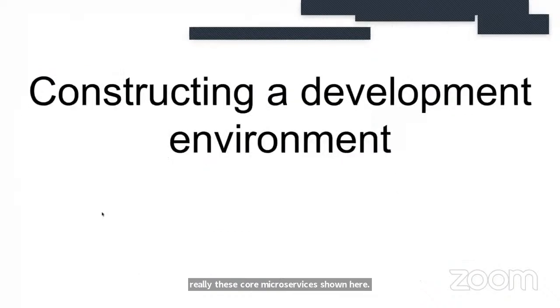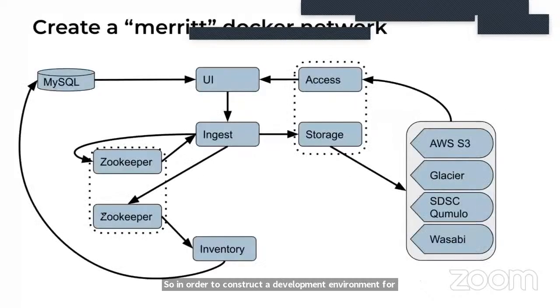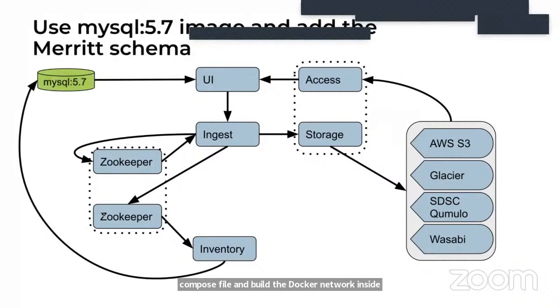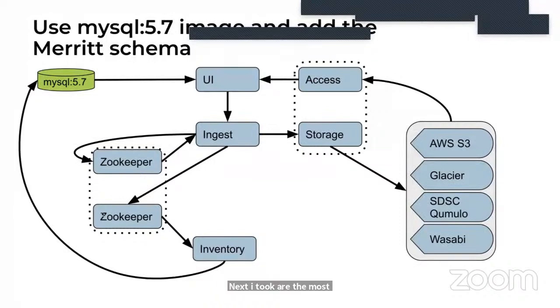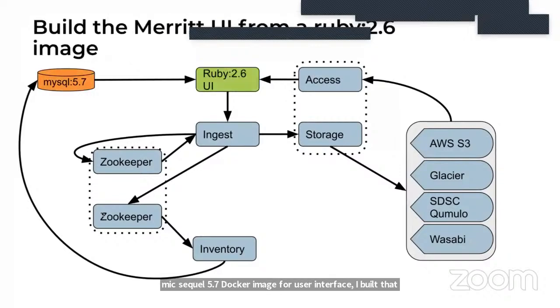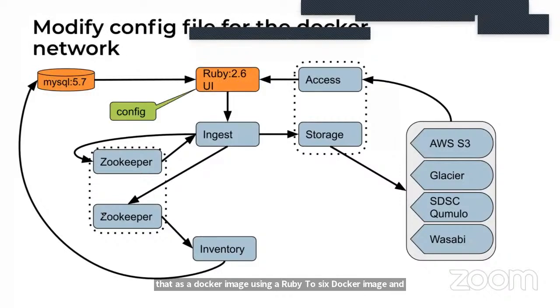In order to construct a development environment for the Merit system, I started out by creating a Docker Compose file and built a Merit Docker network inside that Docker Compose file. Next, I took the MySQL database and rebuilt that using a MySQL 5.7 Docker image. For our user interface, I built that as a Docker image using a Ruby 2.6 Docker image, and I modified or overlaid some of the configuration files for the user interface in order to help the user interface find other components purely within the Docker network.